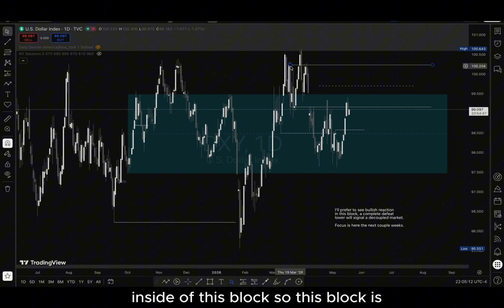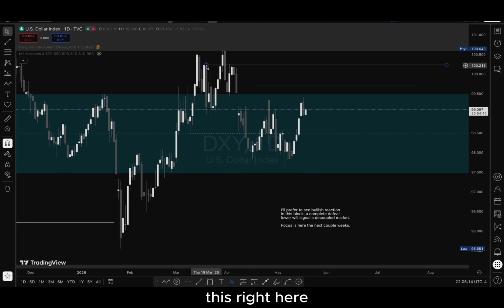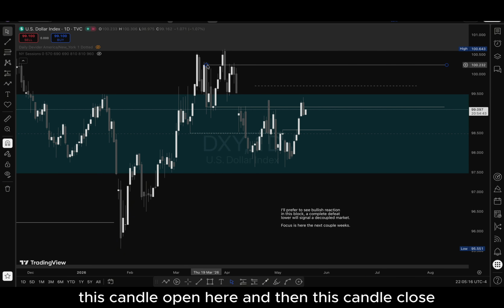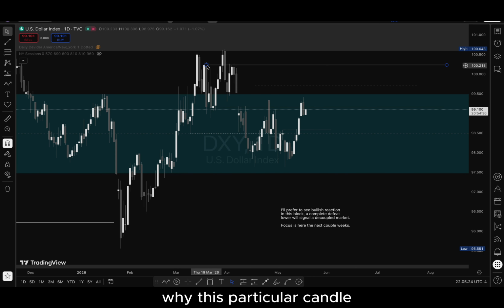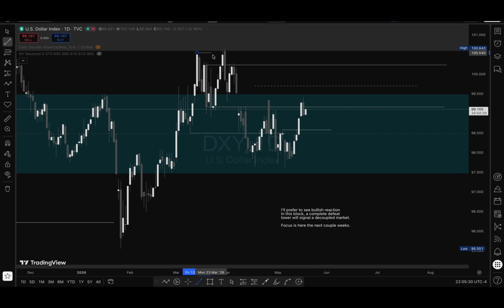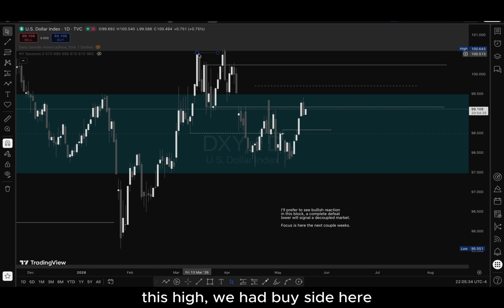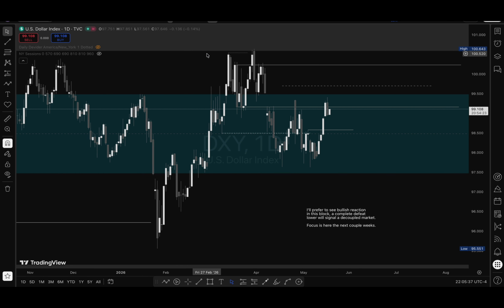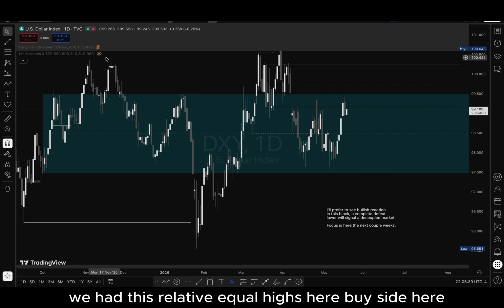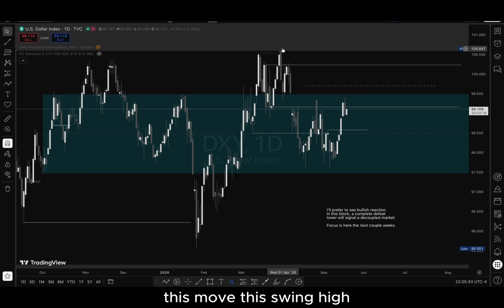So this block is this right here, this candle open here, and then this candle close. This is what I'm looking at. Why this particular candle? Because of the manipulation behavior right here. Price took this out. This high, we had buy side here. We had these relative equal highs here, buy side here. This swing high took it out and then broke, right?